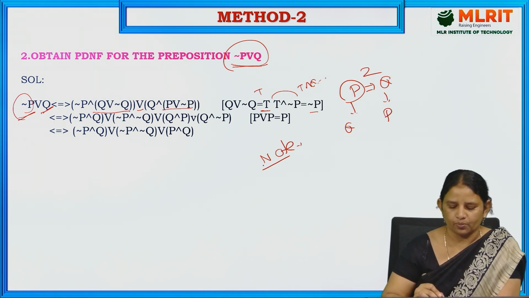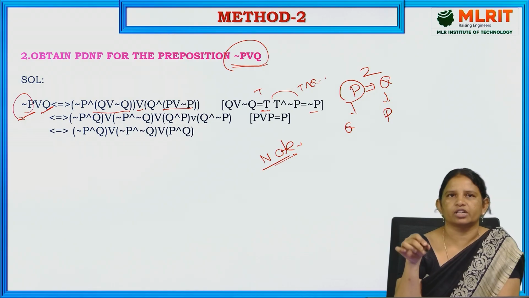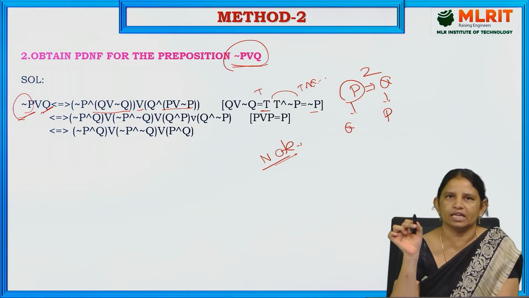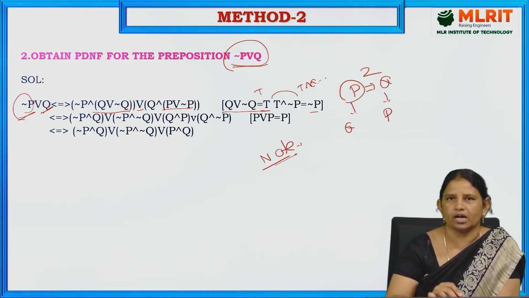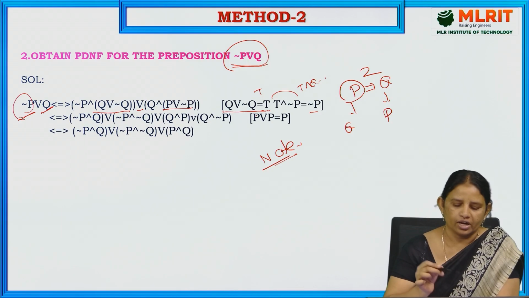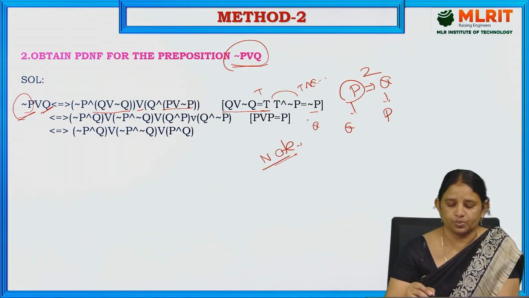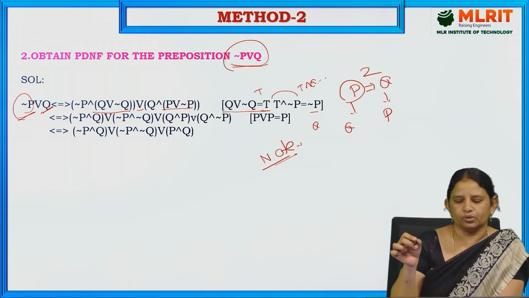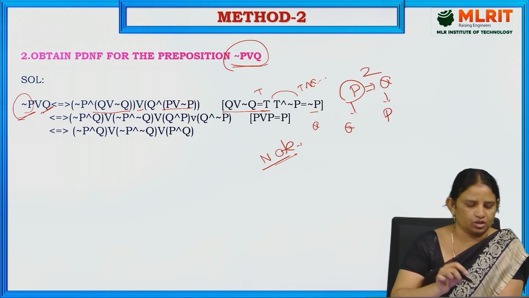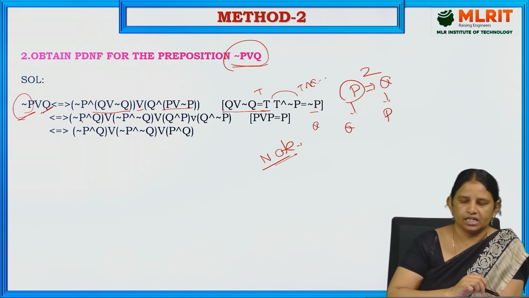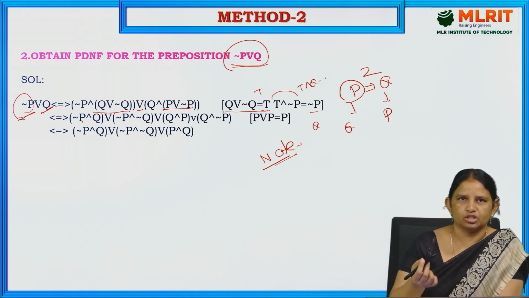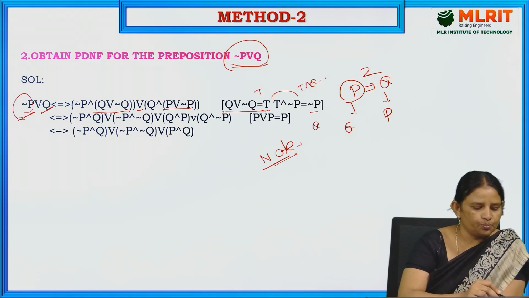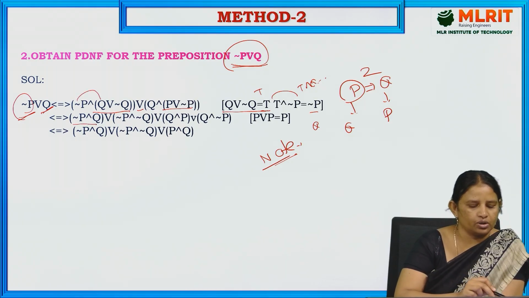So, the important point to remember is that if you add the missing factor, you should not change the original meaning of the given proposition. Like that, we need to add the missing factors. In the case of PDNF, Q or negation Q is the missing factor if it is a P term. If it is a Q term, the missing factor is P or negation P. Then, after that, we need to apply the distributive law. Negation P is distributed to Q, negation P and Q. Then, or, negation P and negation Q.